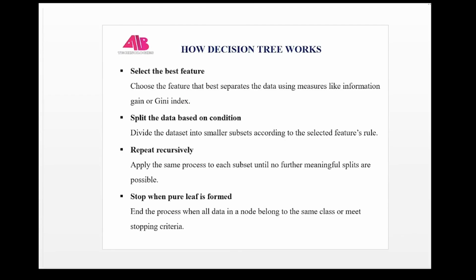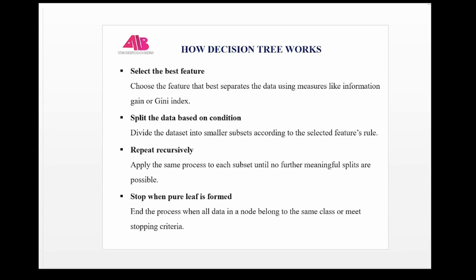Now let's see how a decision tree actually works. Now this part is very important, so let's take it slowly and understand how a decision tree really works. First, the decision tree looks at all the features in the data set. For example, age, salary, marks, attendance, whatever inputs we have.